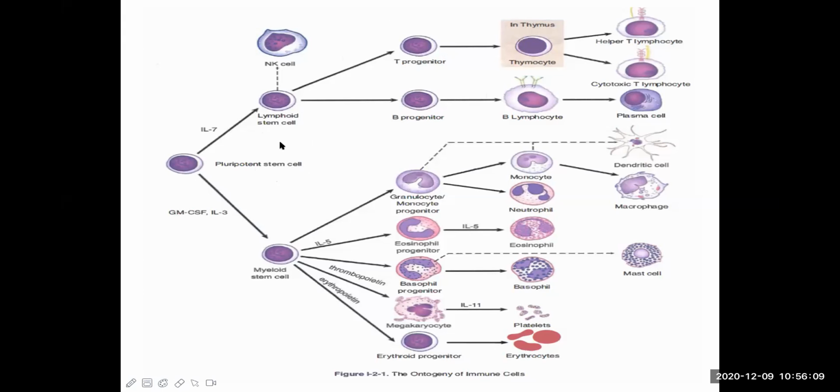Now, it can develop into lymphoid stem cell. Let's talk about the lymphoid first, and then I'll go to the myeloid one. This lymphoid stem cell will develop into natural killer cell, NK cell, and it will also differentiate into T cell progenitor and B cell progenitor. These are the very primary cells. This T cell progenitor will go to the thymus.